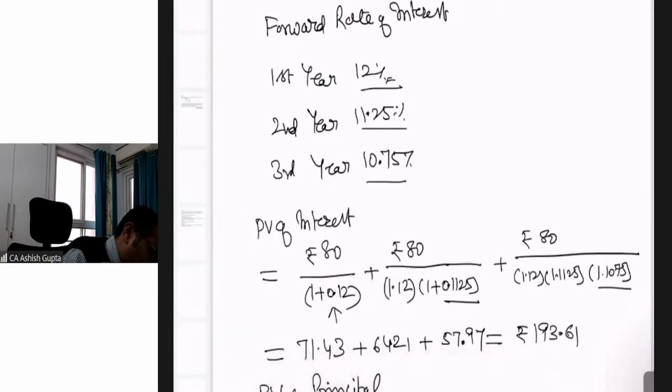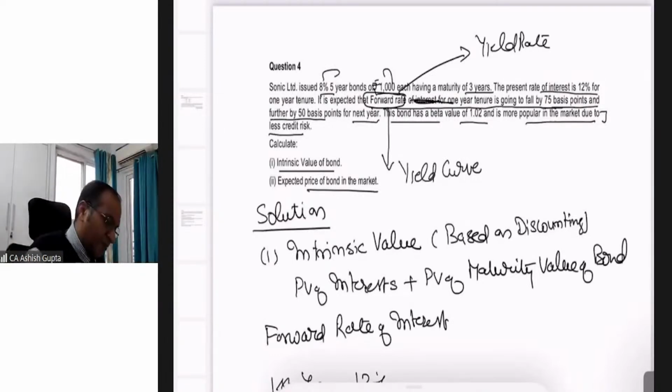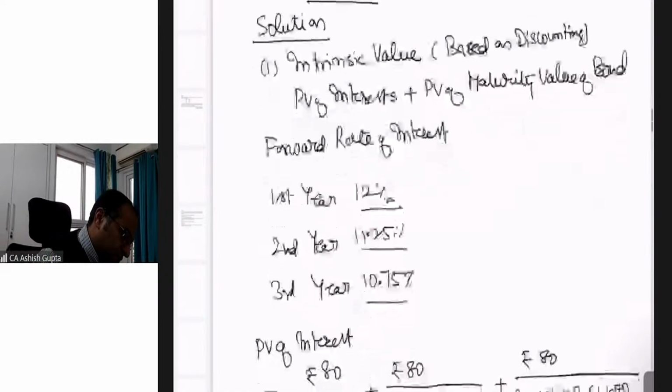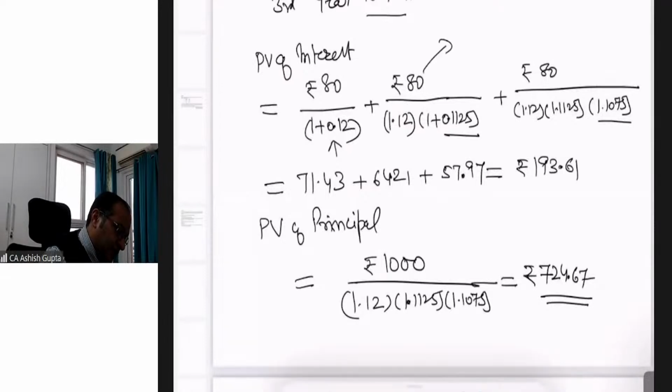Now, suppose in the question, instead of this forward rate, it has mentioned the yield rate. It has mentioned that the yield rate for a 1 year tenure is 11.25%. If it has been mentioned this way, then what will be our answer? Then this will be discounted at 80 divided by 1.125 raised to the power 2. This factor will be divided by, one second, this.